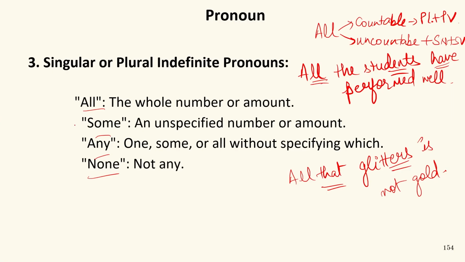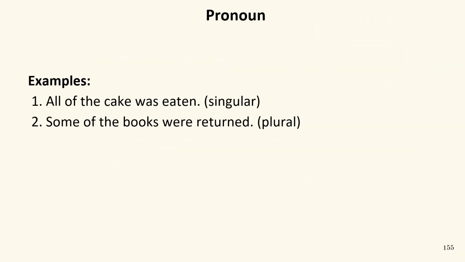Same is the case with some. For example, we can say some milk. I want some milk. Now, milk is uncountable. We use milk, not milks. And all the children have had milk. So all the children are plural, have is plural, because children are countable. Now, all the cake was eaten, all of the cake was eaten, some of the books were returned. So in these cases, we can use it in a singular and plural way.